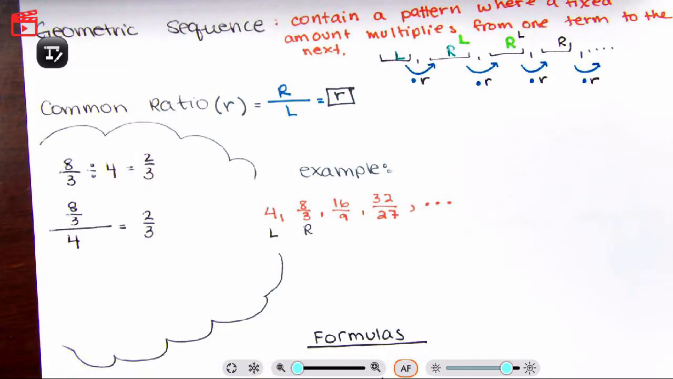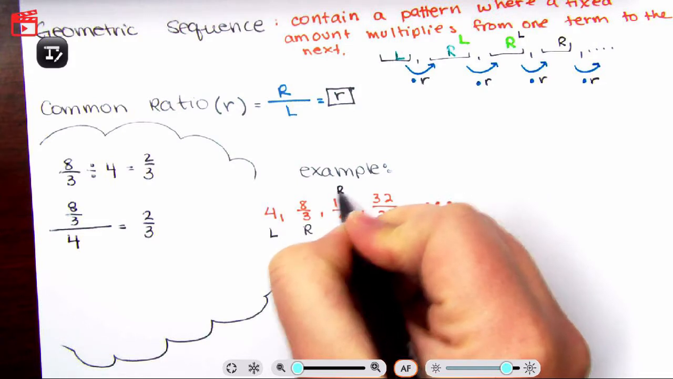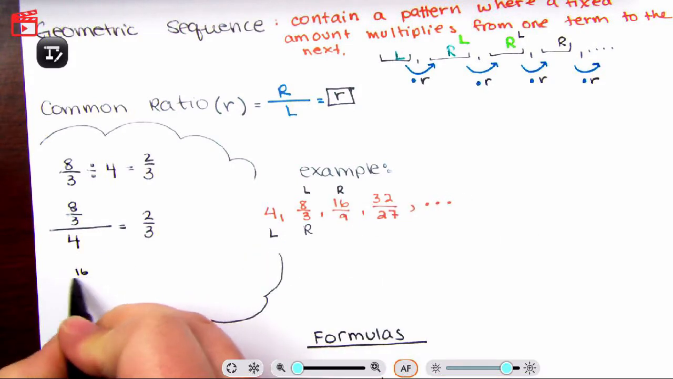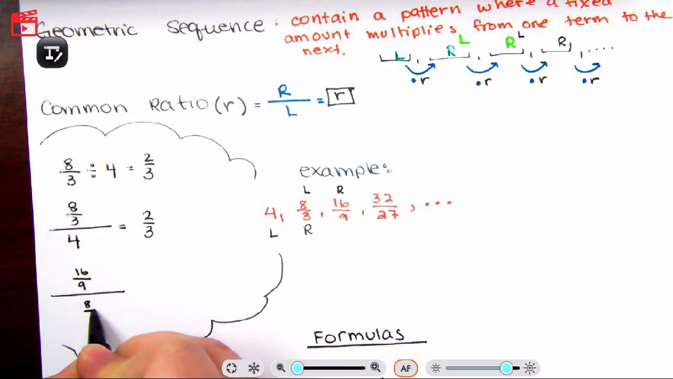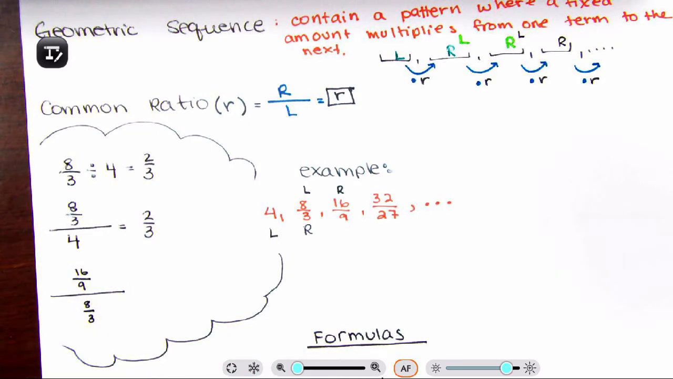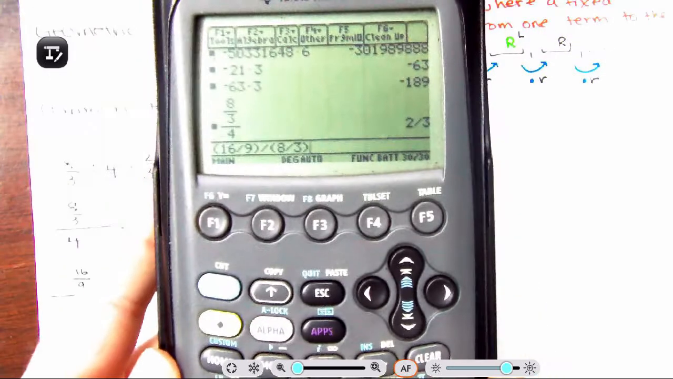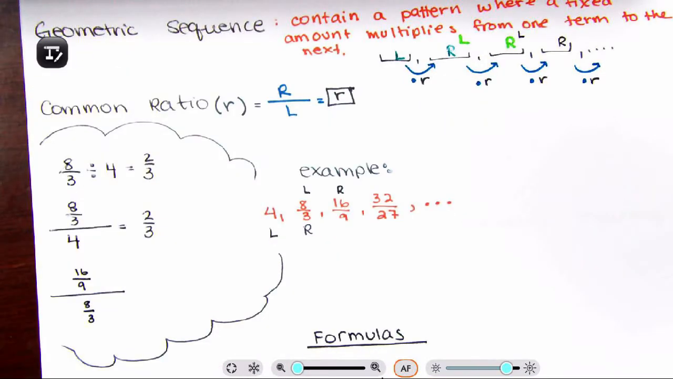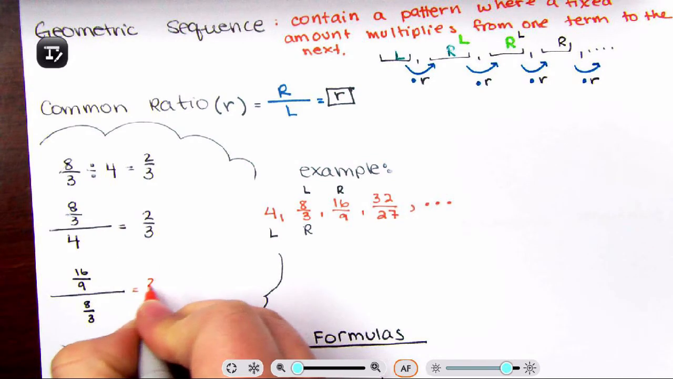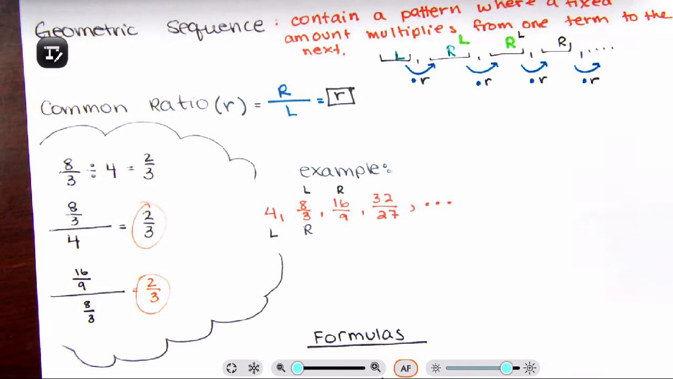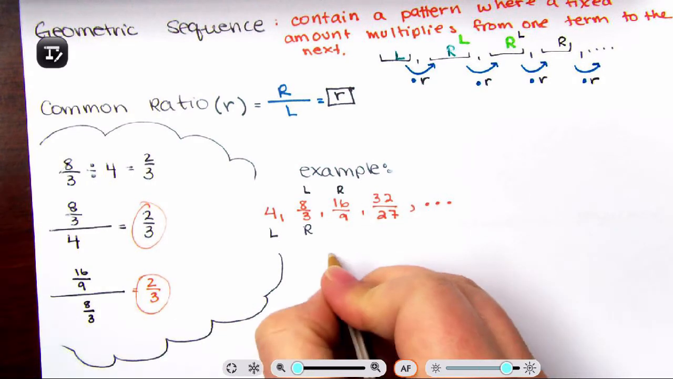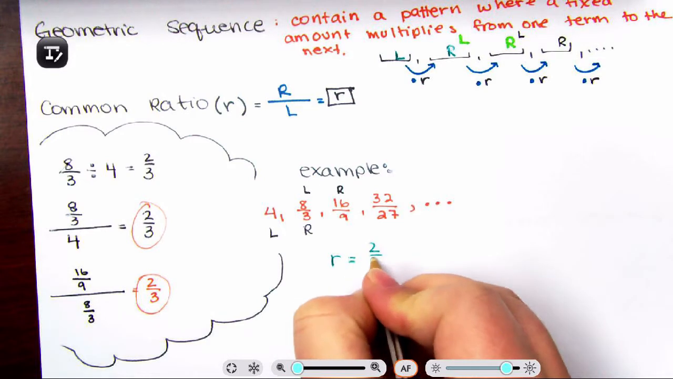And you want to make sure you keep doing that. So now I'm going to take my next right and my next left and keep checking them to make sure that you do have a pattern. Again, in parentheses, I have 16/9, and I'm going to divide that by, in parentheses, 8/3. Make sure you put in your parentheses. Again, I get 2/3, which is the same. Check one more time for this one. To save time, I won't do it, but go ahead and check it. And so my common ratio, my little r, is 2/3.